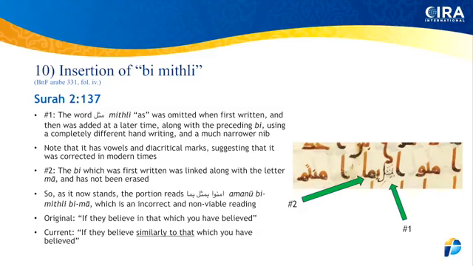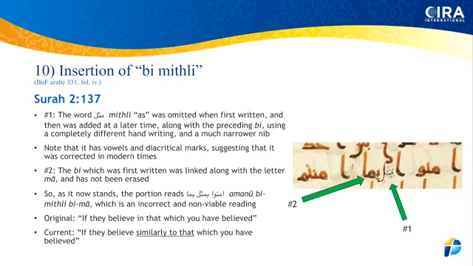This is correction number 10, number 10 in the book. We're going by the sequence that's in the book. This is again from the Petropolitanus, the manuscript in the Bibliothèque Nationale in Paris, France, the book that François Déroche has been responsible for. We're looking specifically at Surah 2, Ayah 137, chapter 2, verse 137.